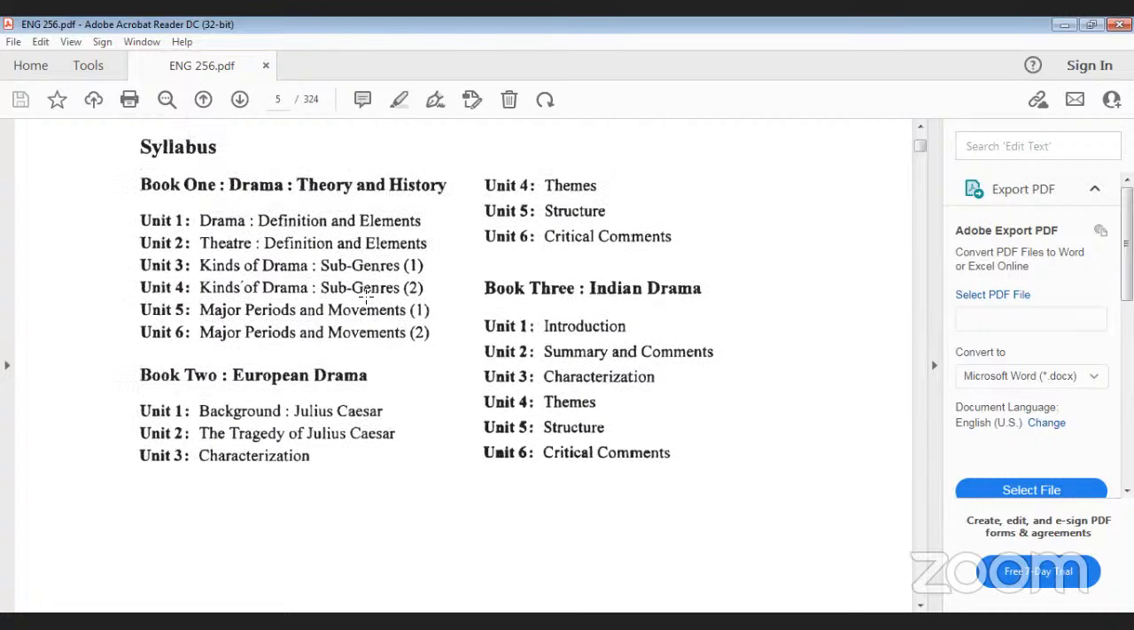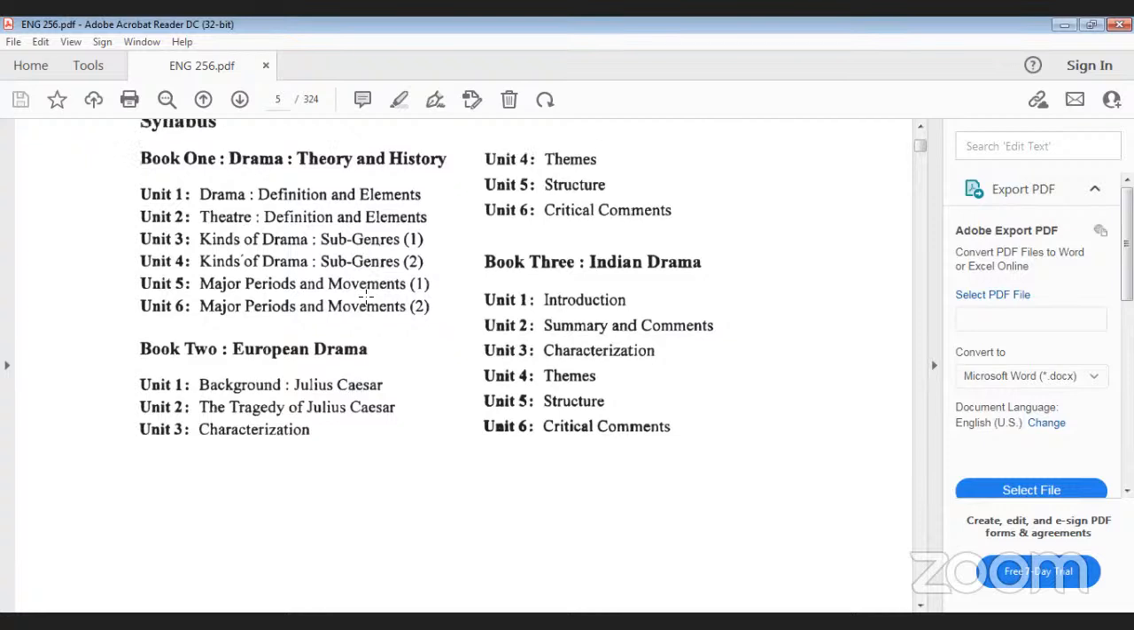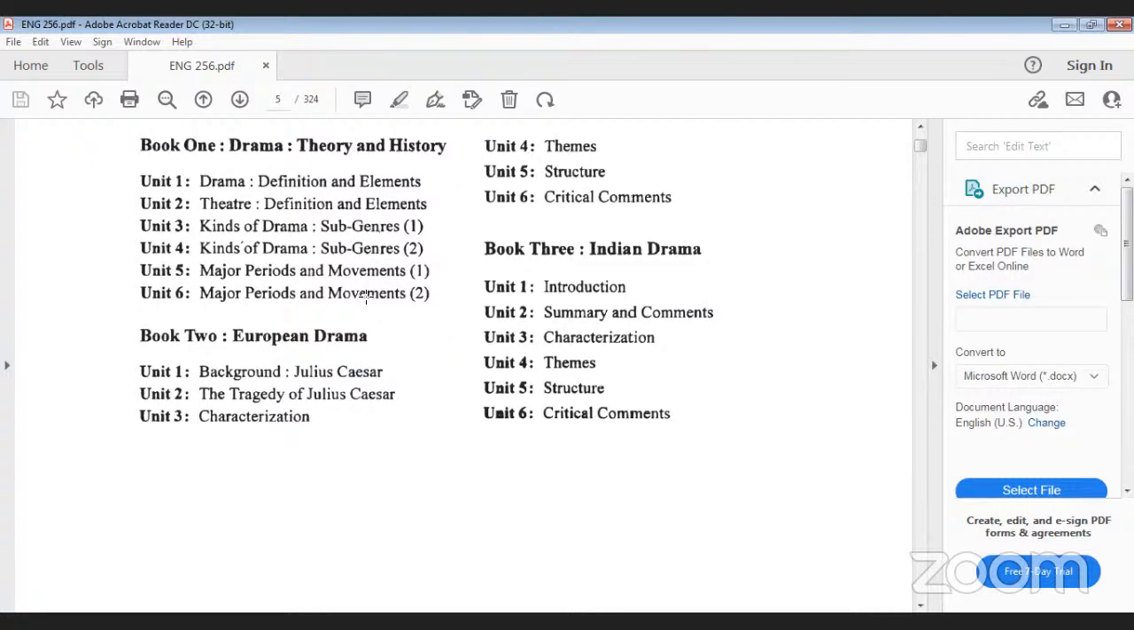We have drama definition and elements, theater, kinds of drama, major periods and movements. In book 2, Julius Caesar is there, the tragedy of Julius Caesar, and characterization, and then the structure and critical content. Book 3 is Indian drama. Book 1 is only drama, where we are going to learn theory and history.